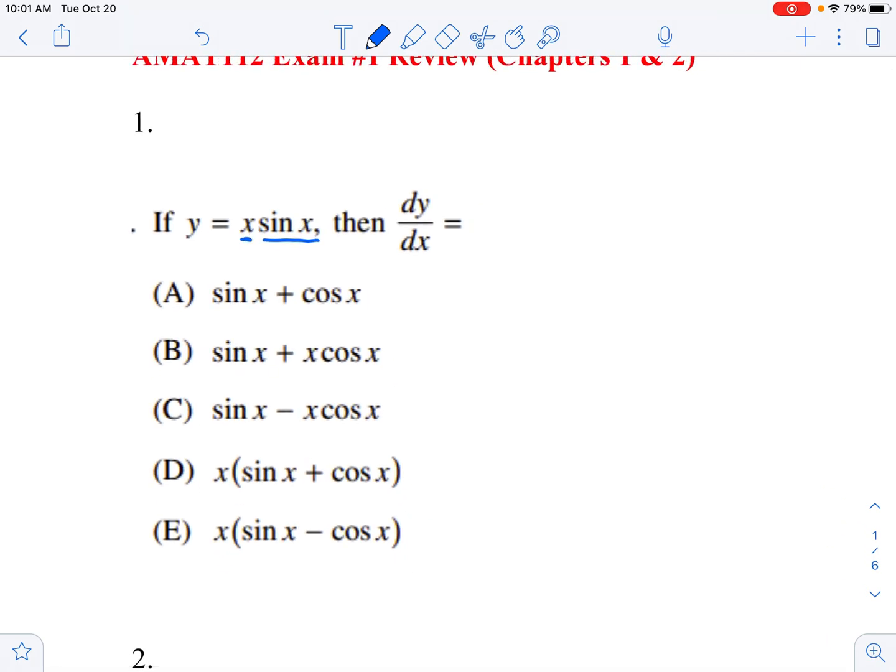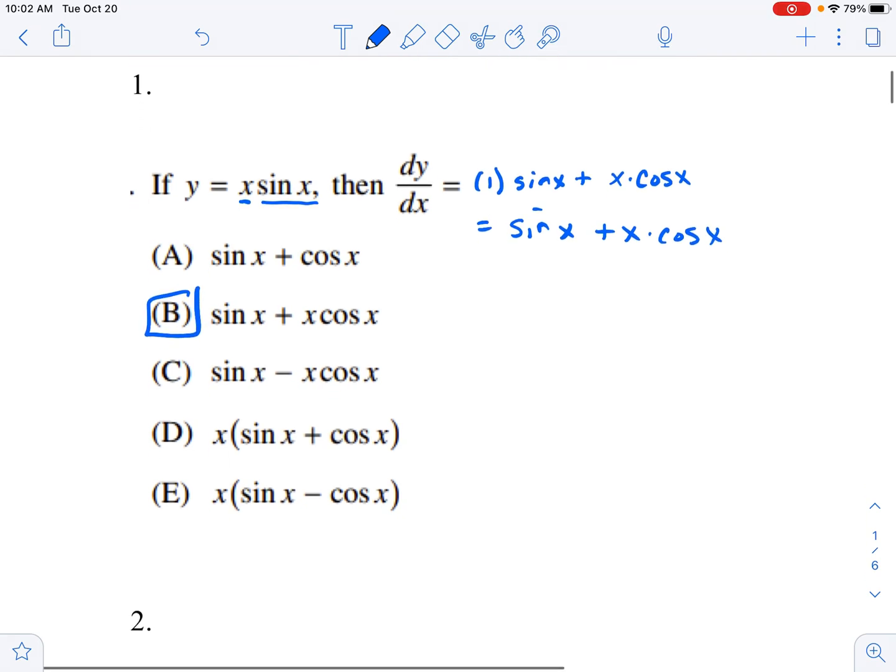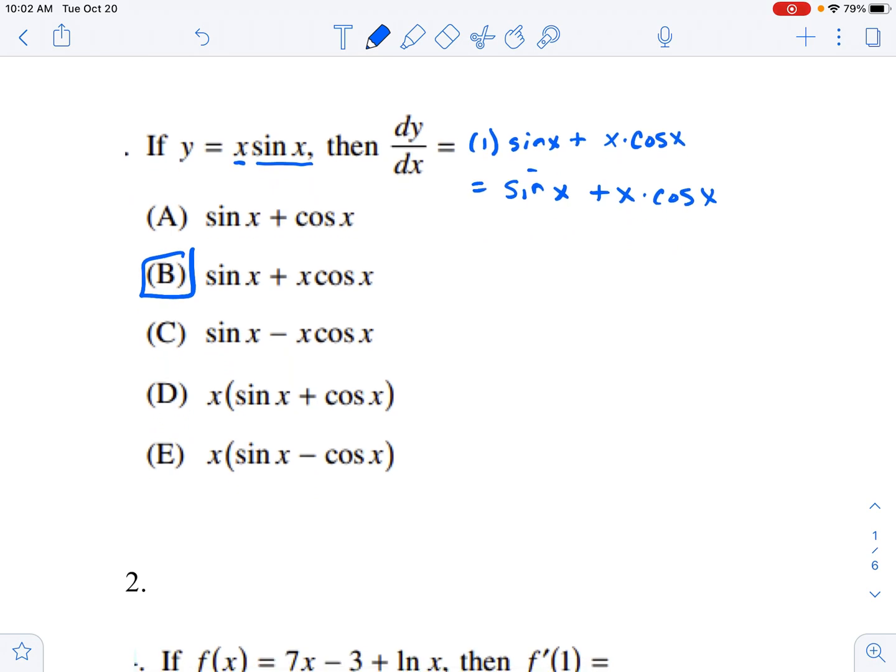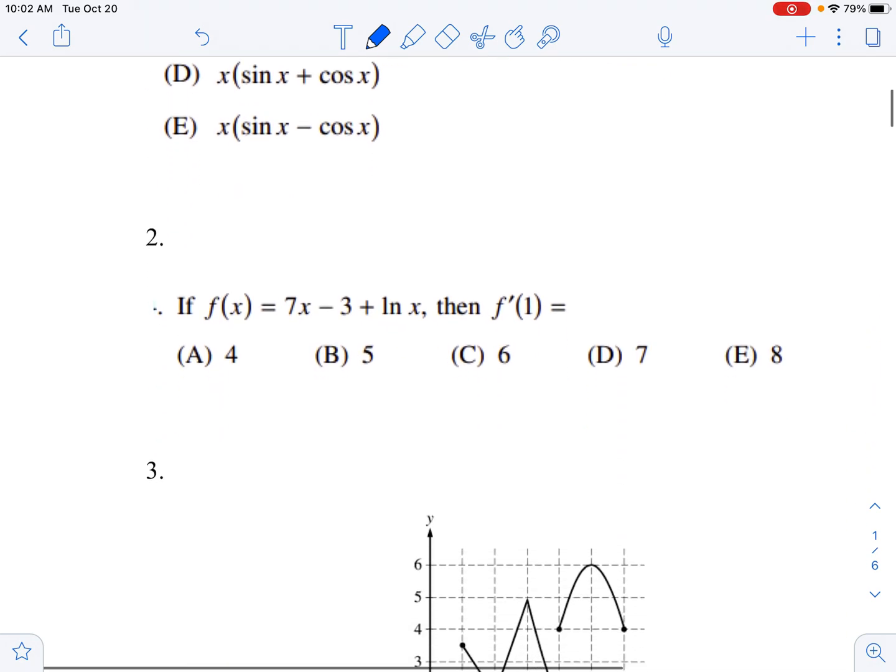So the derivative of the first x is 1 times the sine of x plus, I'll keep the first x times the derivative of sine, which is cosine. So it looks like we're getting sine of x plus x times the cosine of x back. And that's choice B, okay? So hopefully not too bad there. Again, you're multiplying functions of x, looking at the product rule.